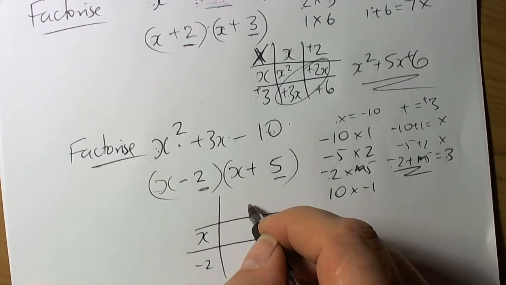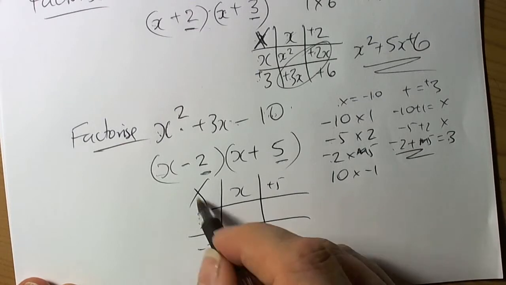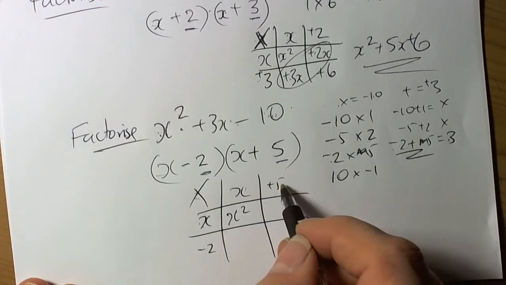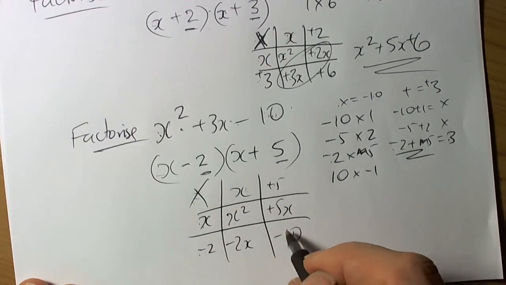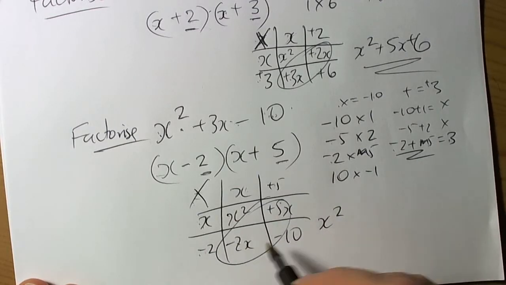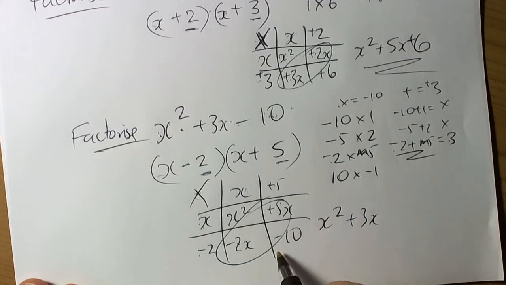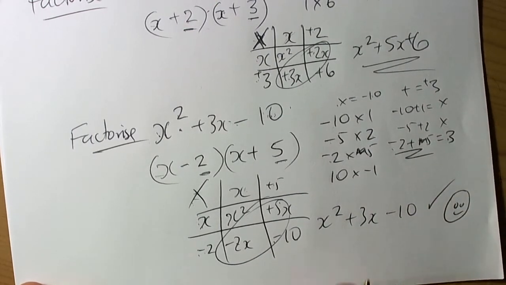x negative 2, x positive 5, timesing, x times x, x squared, x times positive 5, positive 5x, negative 2 times x, negative 2x, negative 2 times positive 5, negative 10. Bring your like terms together. So we've got an x squared, 5x's take away 2x's is left with positive 3x's and negative 10. So our checked work, we can be happy.